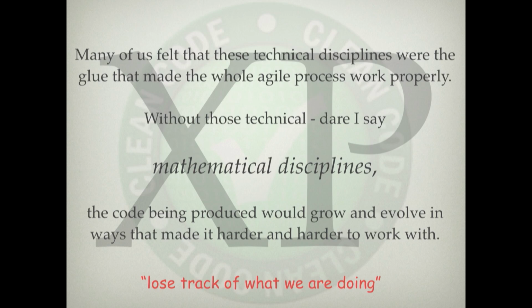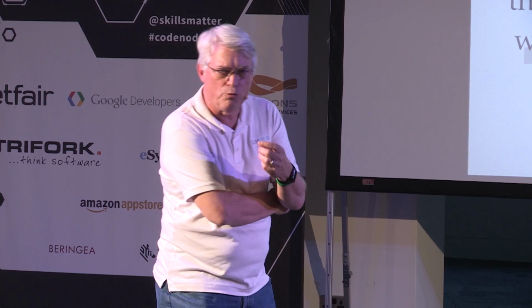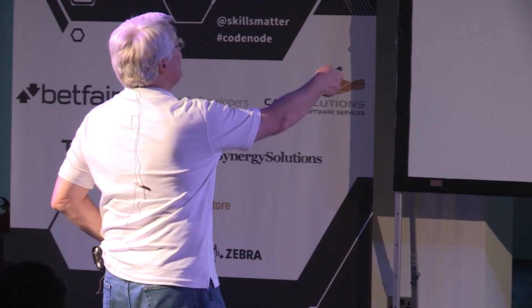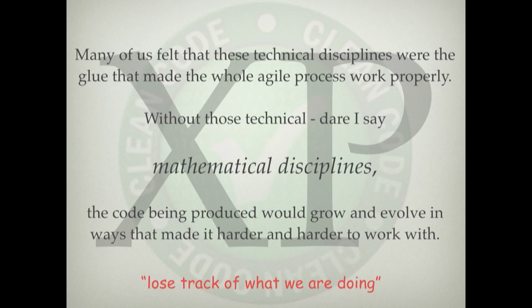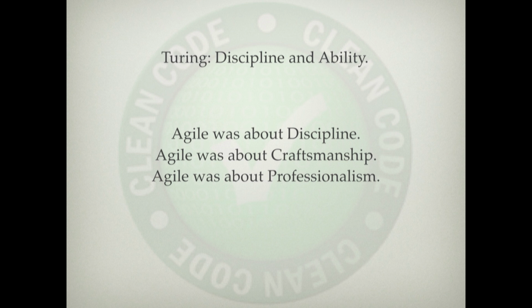Many of us thought that these technical disciplines were the glue that made the whole Agile process work, that Agile without the technical disciplines was empty, devoid of character or devoid of promise. You might be able to make a mess in a hurry, but you can't really get real work done in a hurry. We thought of these technical disciplines as Turing's mathematical discipline, the same kind of thing that Turing suggested we have in 1945. And we thought that without these technical disciplines, we would lose track of what we were doing. Turing said discipline and ability. And Agile was about discipline, and it was about craftsmanship, and it was about professionalism.